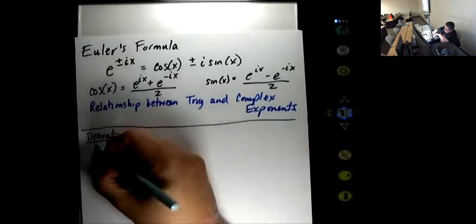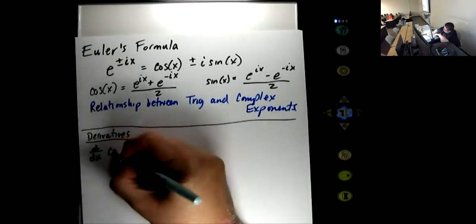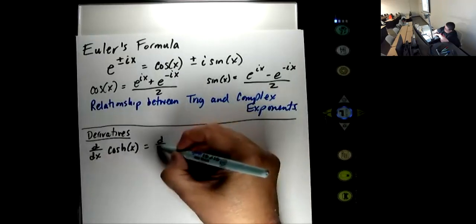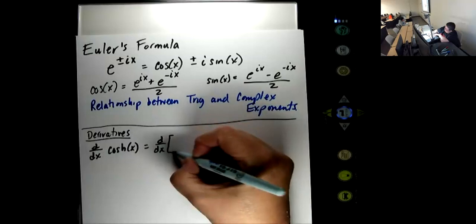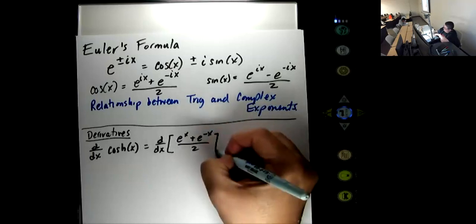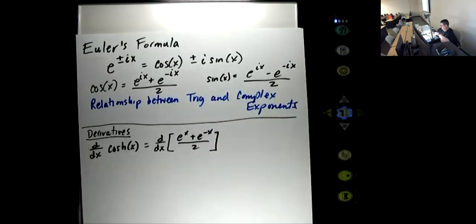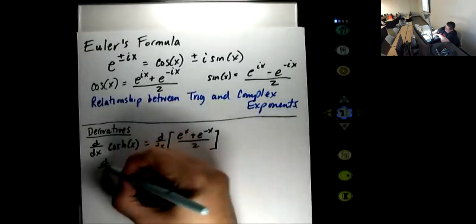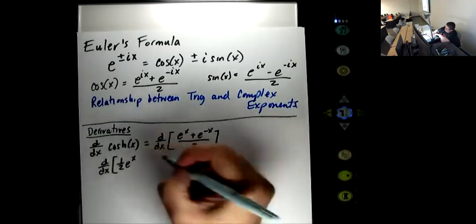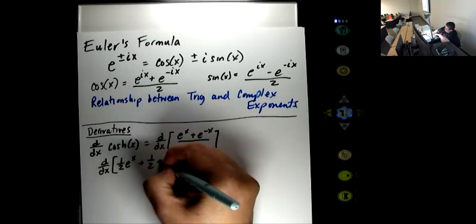So let's do the derivative of cosh x. This is the derivative with respect to x of (e to the x plus e to the negative x) over 2. This might be easier to see as not one fraction, showing it like this: 1/2 e to the x plus 1/2 e to the negative x.